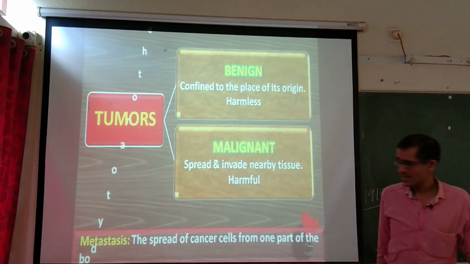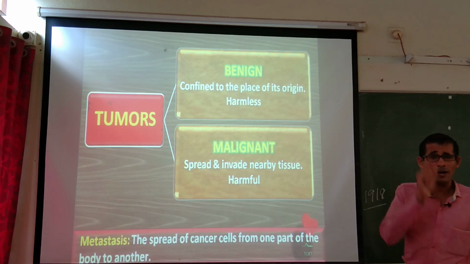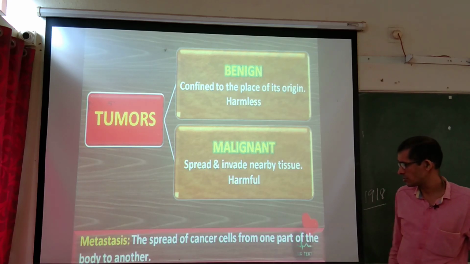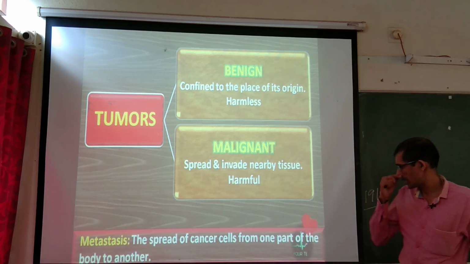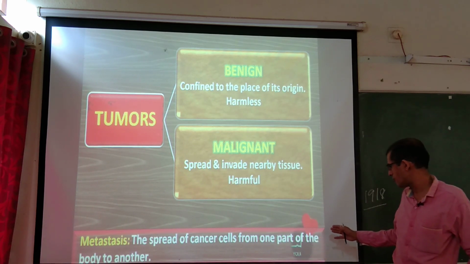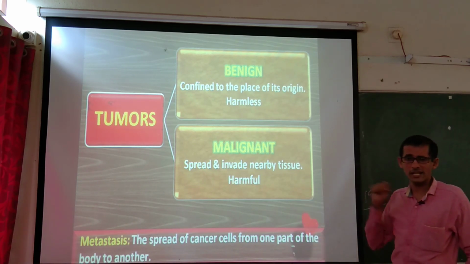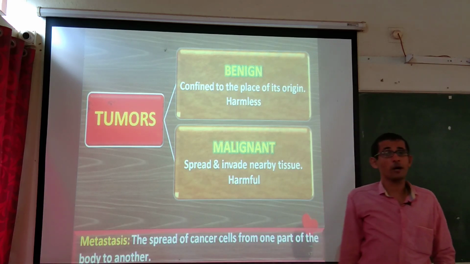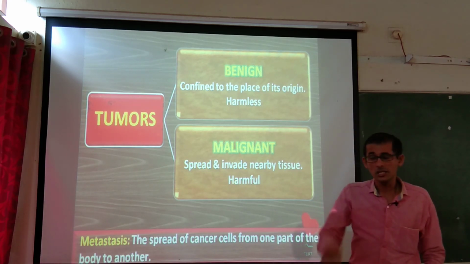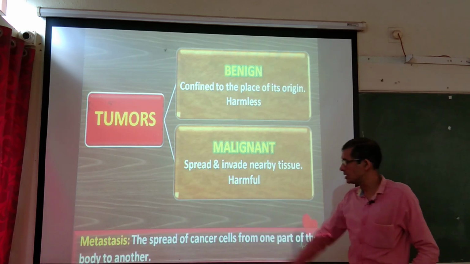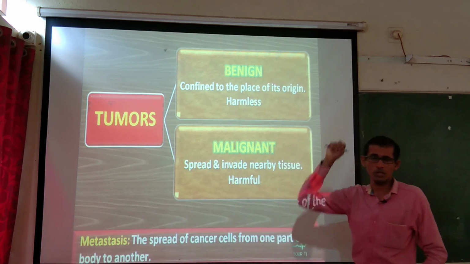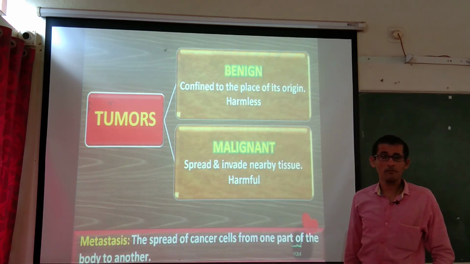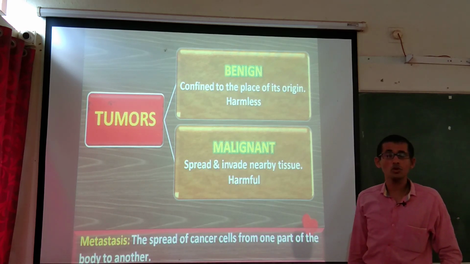Then what is this metastasis? So remember, what is metastasis? It is asked for 1 mark, in NEET also, okay, CET. The spread of cancer cells from one part of the body to another. Spread of the cancer cell from one part to another part of the body. This metastasis word is suitable with the malignant tumor. Malignant tumor is going to show metastasis. Benign tumor does not show metastasis.